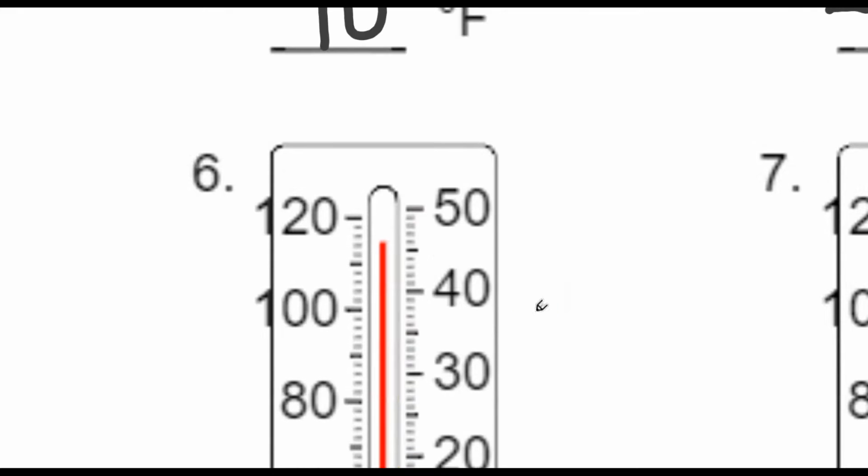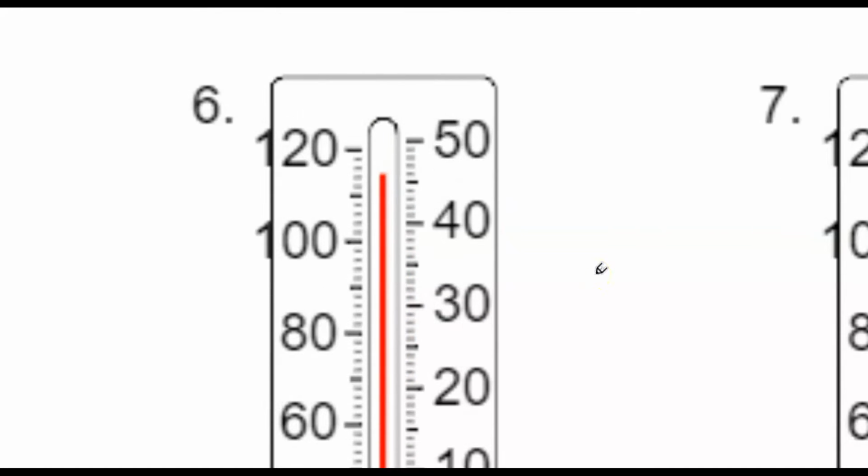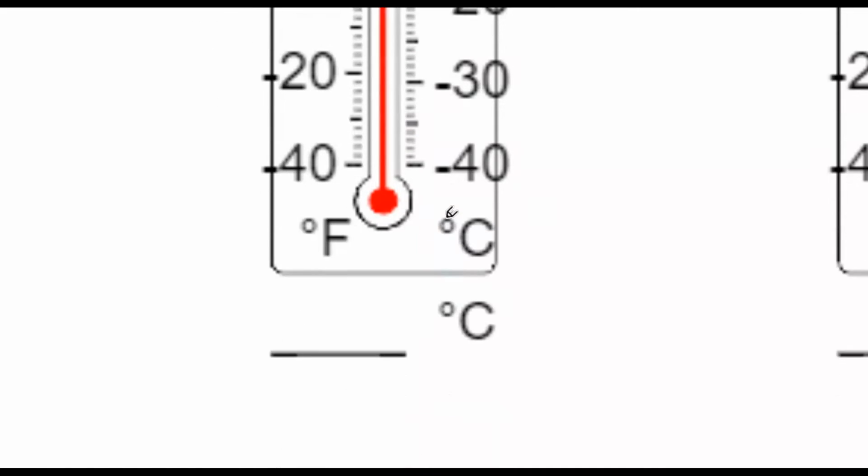Number 6. Ooh, it's higher up here. That means it's probably warmer. So this is 100 and 120, but I'm looking on the Celsius side over here. So starting on 40, counting by 1s on the Celsius side. Sometimes they are a little bit different, so you always want to check the scale. 1, 2, 3, 4, 5, 6. 46 degrees Celsius.